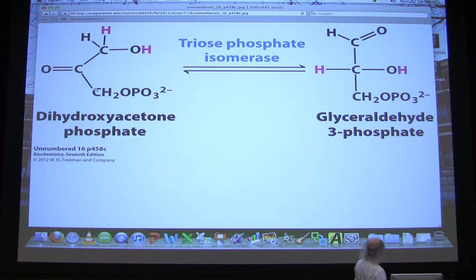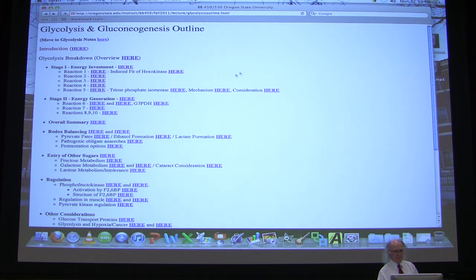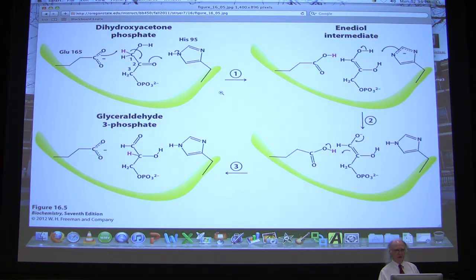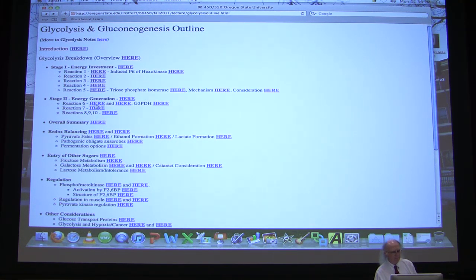Well, the upshot of this is at this point, we now have two molecules of glyceraldehyde 3-phosphate, and we are ready to move to the oxidation phase of glycolysis. Okay? The oxidation phase. By the way, there's the unstable intermediate right there. You don't need to know that, but just to tell you I wasn't lying, you know it's there.